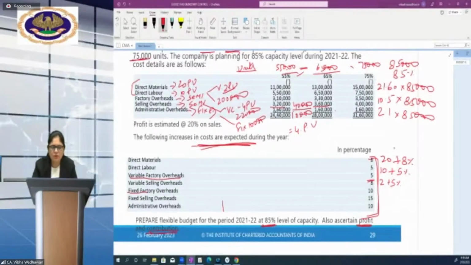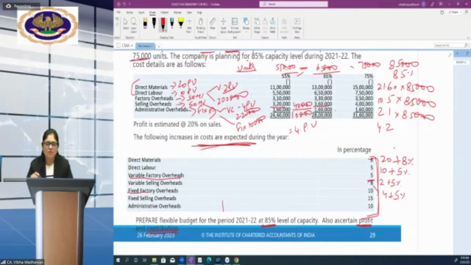Variable selling was how much? We calculated 4 per unit. I suppose variable selling was 4 per unit. So 4 plus 5%, 4.2 variable selling. Clear? So 21.6 direct material, 10.5 direct labor, 2.1 variable factory overhead, 4.2 variable selling overhead.